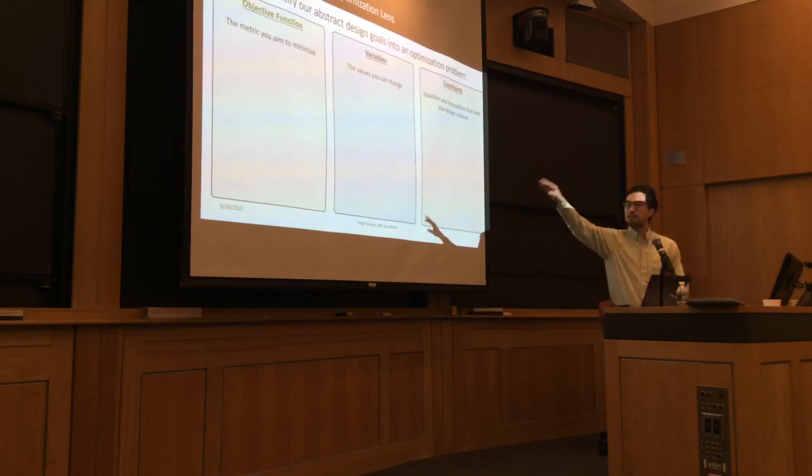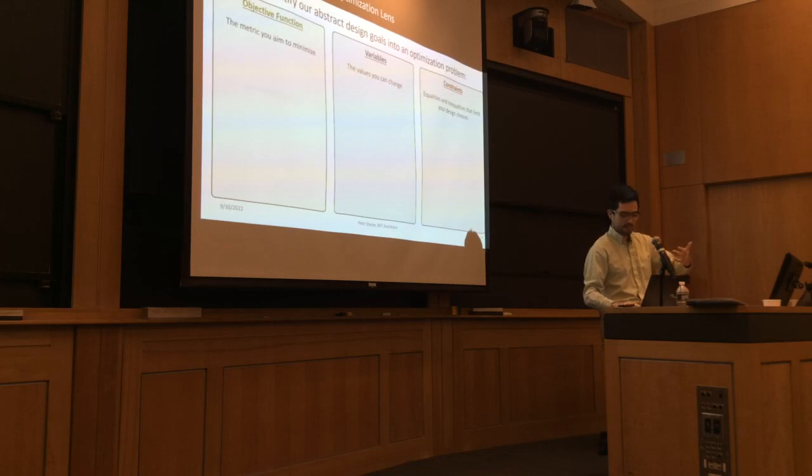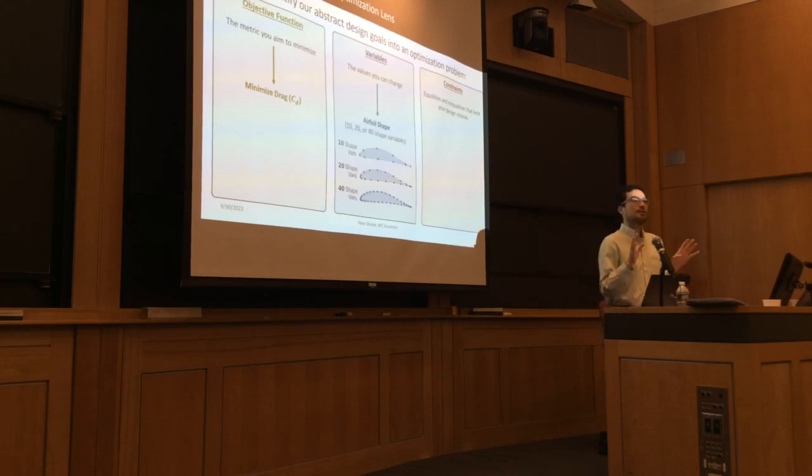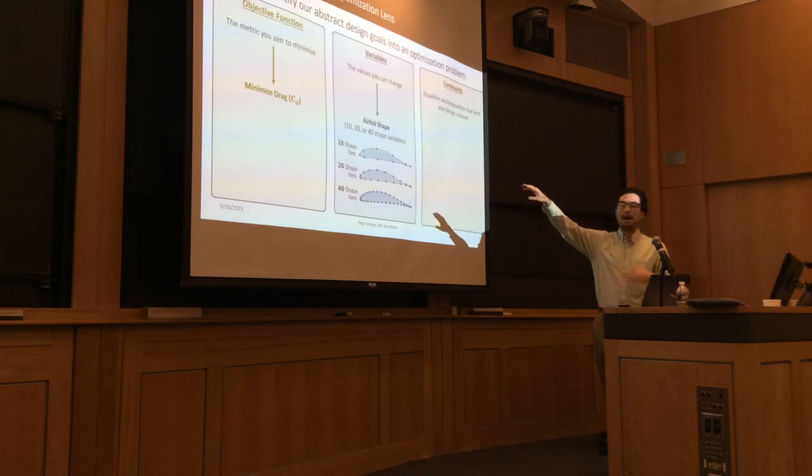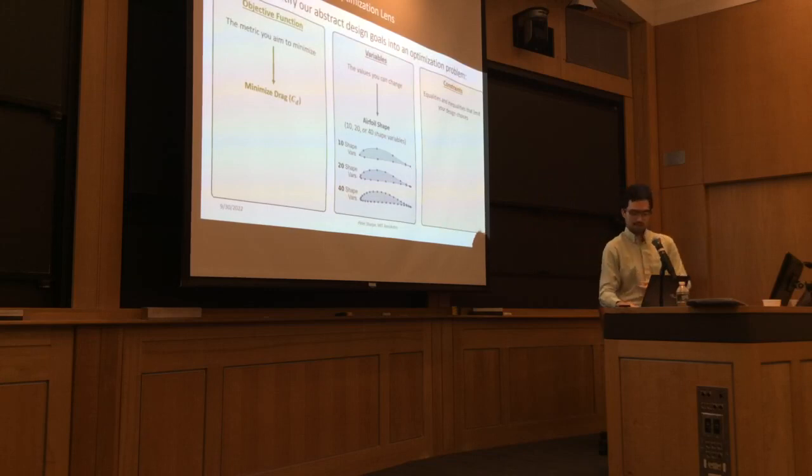So the objective function is the thing that we're trying to optimize on. For this problem, we pick drag. So we're trying to minimize the drag of that airfoil. The things that we're letting ourselves change are basically the shape of this airfoil. And we look at how the outcome changes if we have 10, 20, 40 variables, more design flexibility that we're giving the optimizer. And finally, the most important part, the constraints.